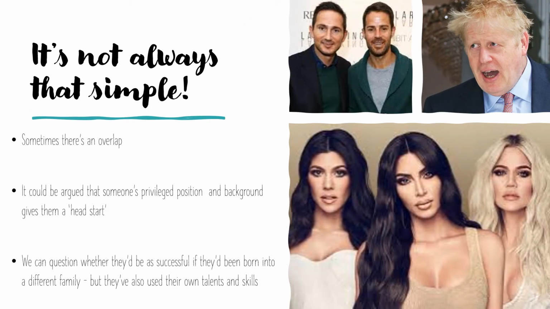But it's not always that simple. So sometimes it's really hard to pitch where somebody gets their status from. And I've got a few examples to talk through with you. Usually we're looking at how much impact somebody's privileged background has had on getting them their status in society. Often we find that people achieve their status through a mixture of ascribed and achieved status.